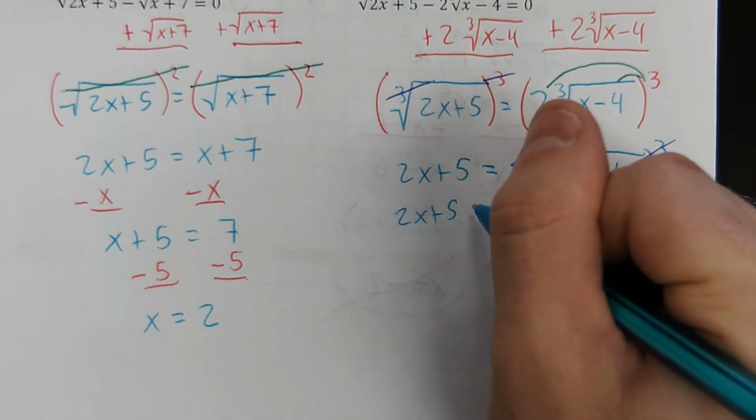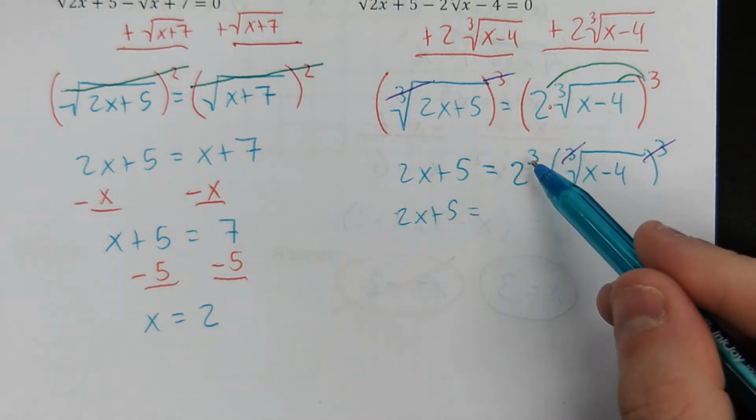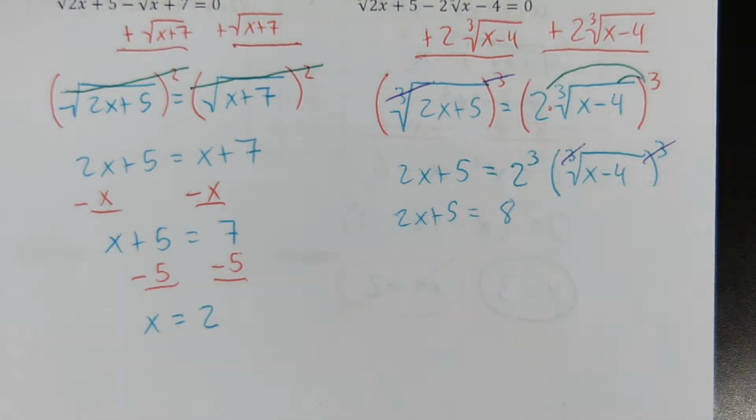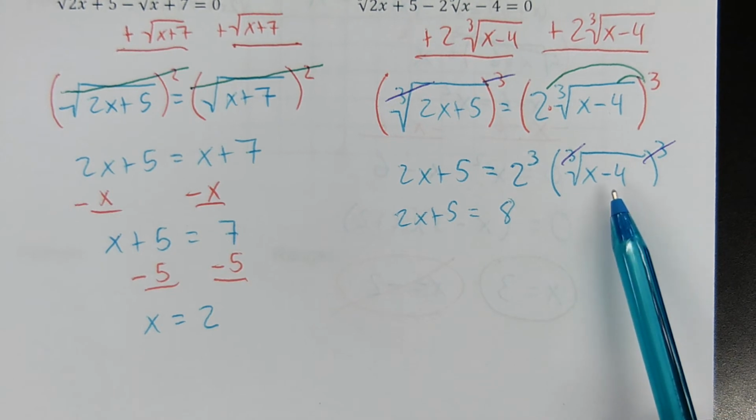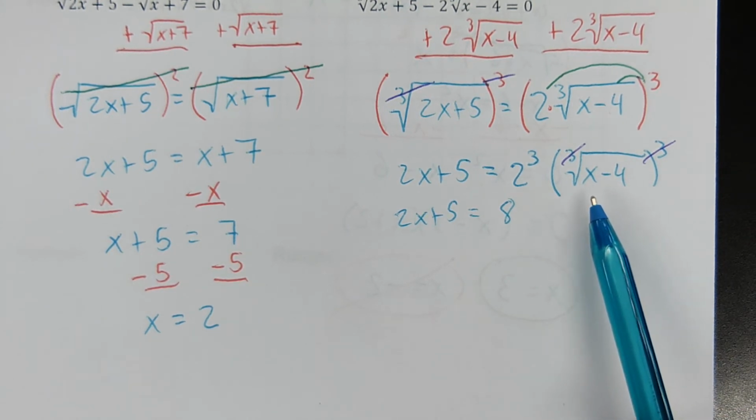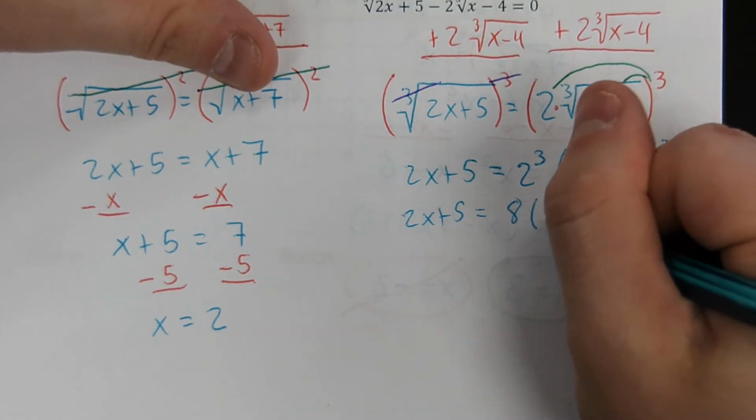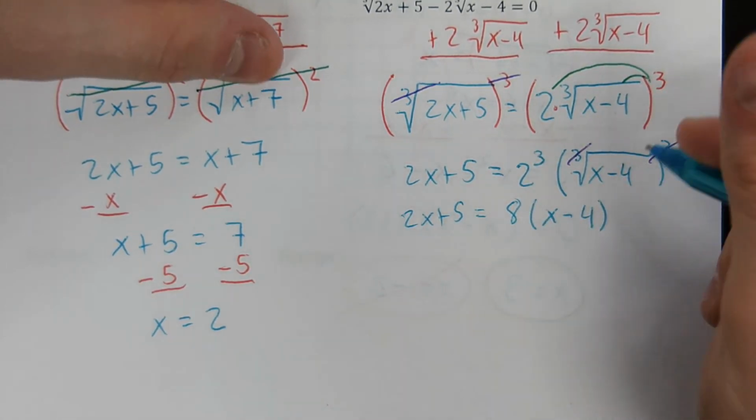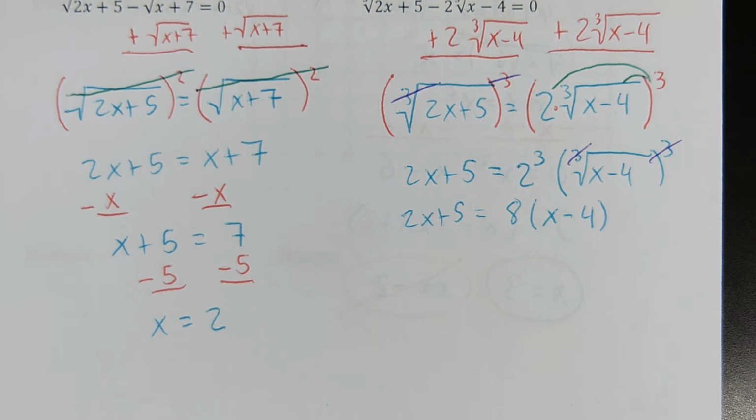2x plus 5 equals, well, 2 to the third power is 8. Be careful. You see how there's a set of parentheses around this radical? There's still a set of parentheses there. Extremely common student mistake. Don't write the parentheses and just write 8x minus 4. It's going to get you if you do that. Please don't do that on the test. I'm warning you right now.